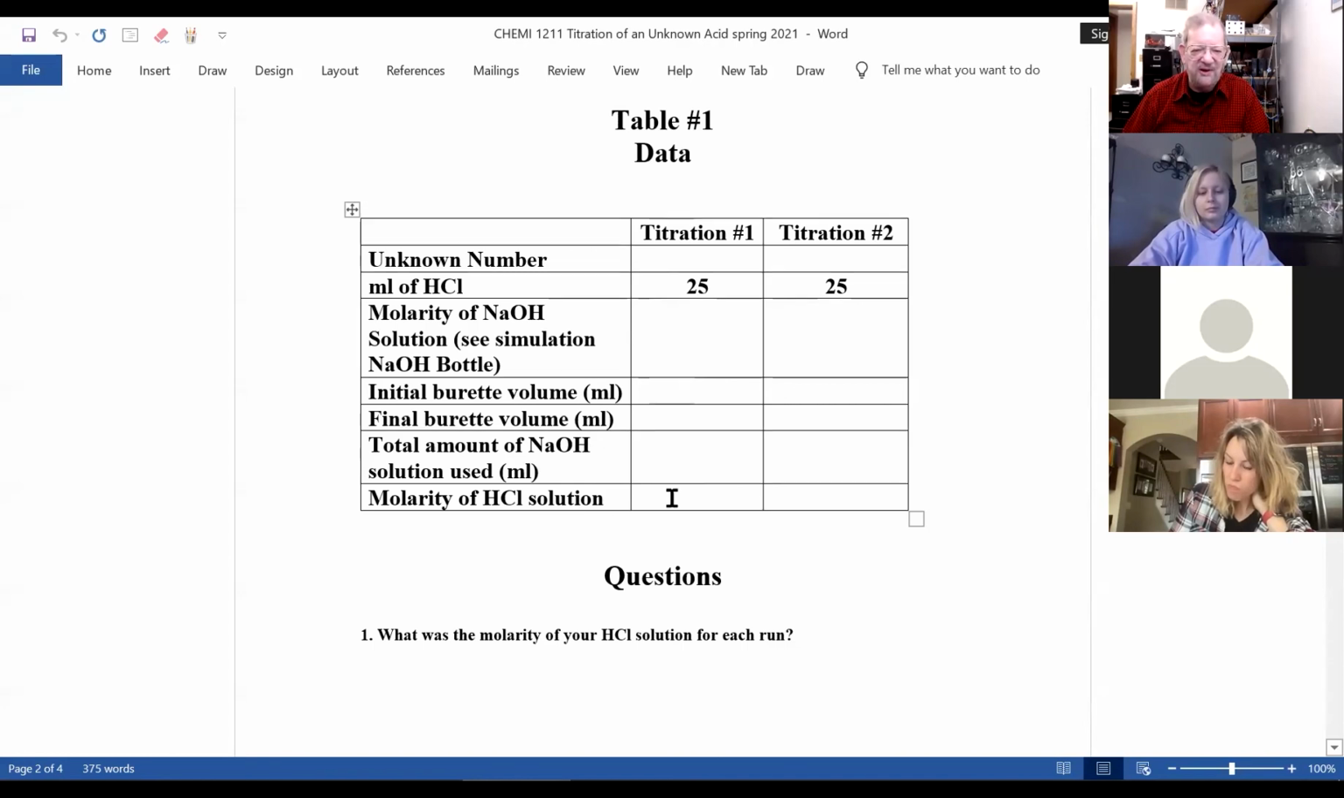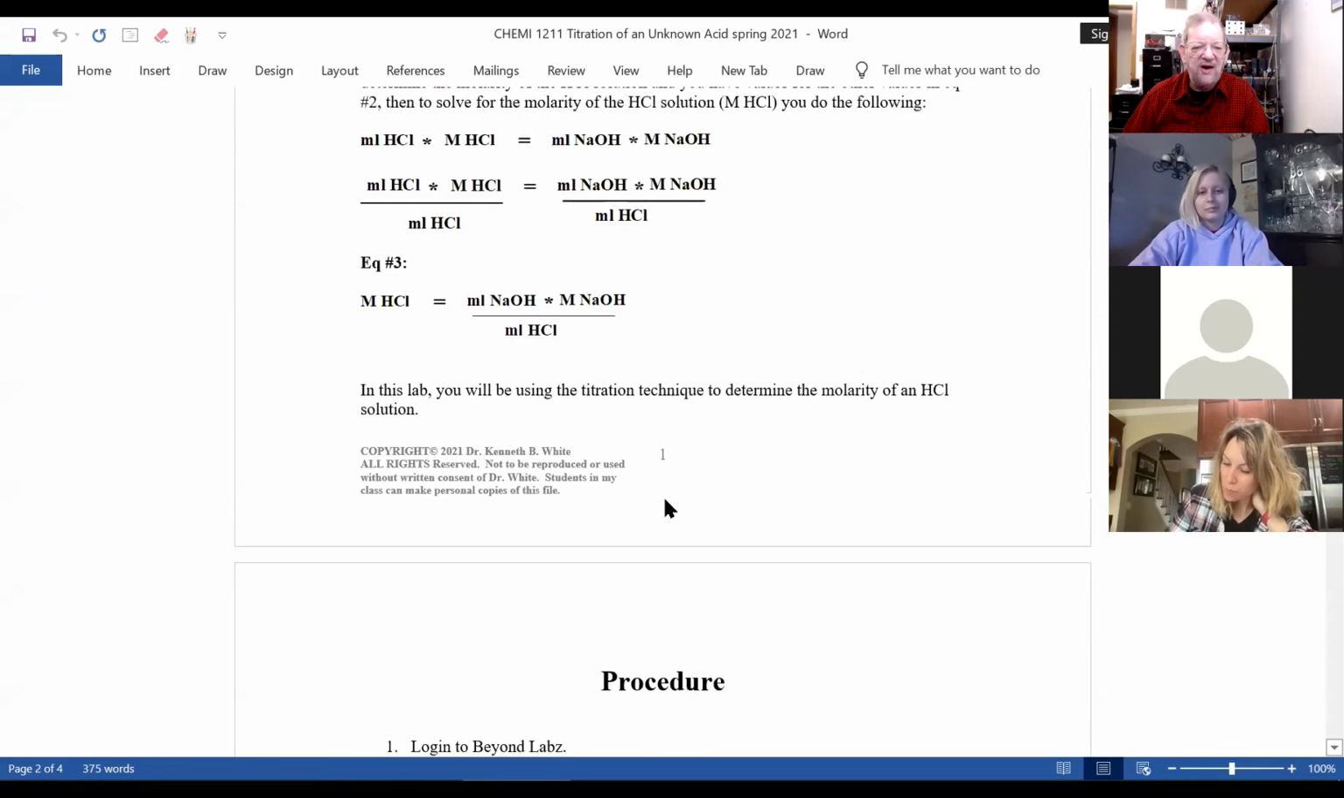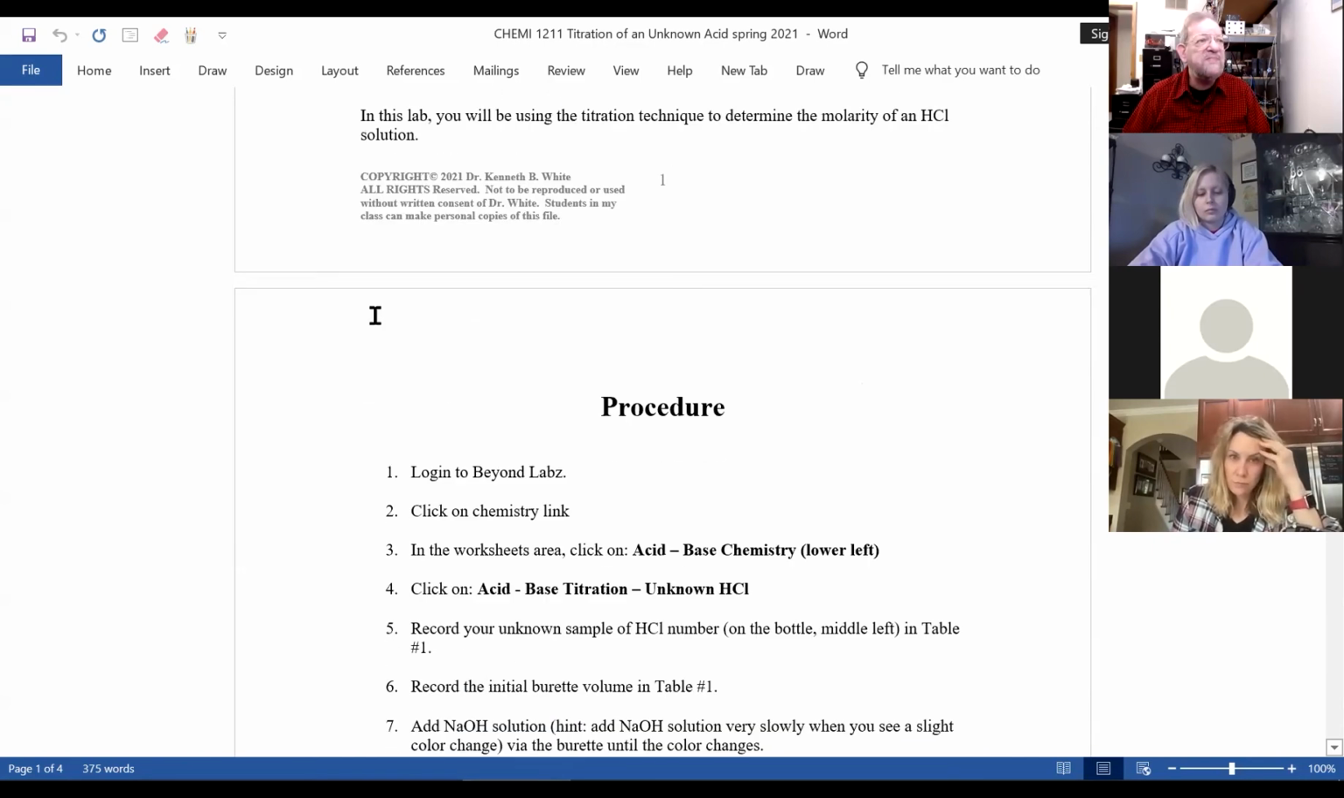How do you do the molarity? You come up to equation 3, put in your milliliters of NaOH, your molarity of the sodium hydroxide, which is on the bottle, and the milliliters of HCl, which is 25.00. And that will give you the molarity of HCl.